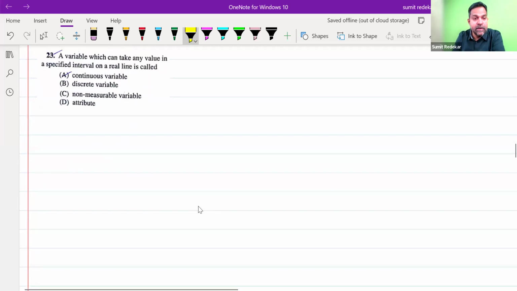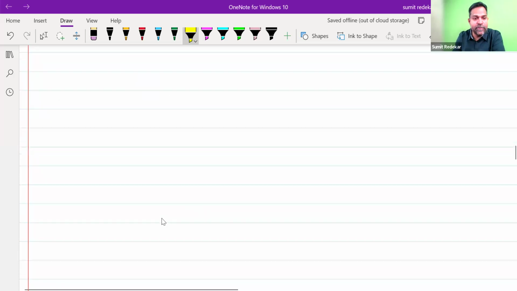Question number 23. A variable which can take any value in a specified interval in the real line can be a continuous variable. Continuous variables can take any value. So 23 is going to be A.